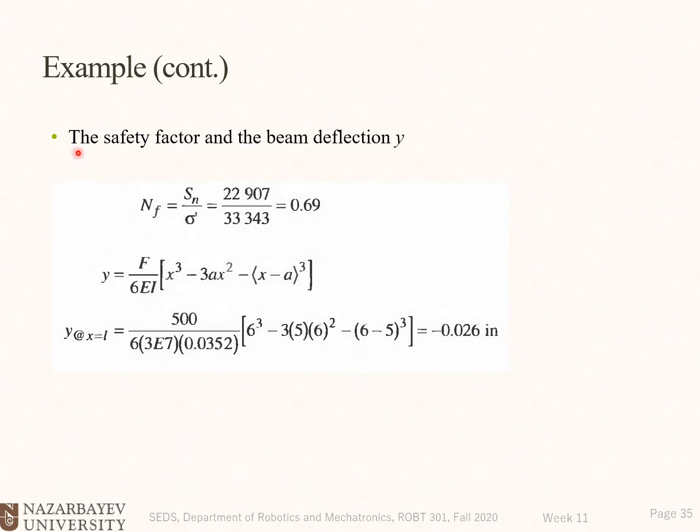Okay, now we have everything to find the safety factor. The safety factor is equal to the fatigue strength divided by the effective stress, and it is 0.69. So unfortunately, it is less than 1 and the beam will fail.